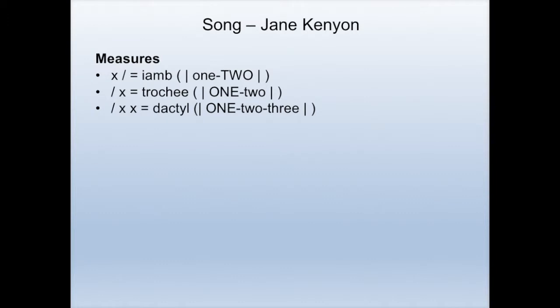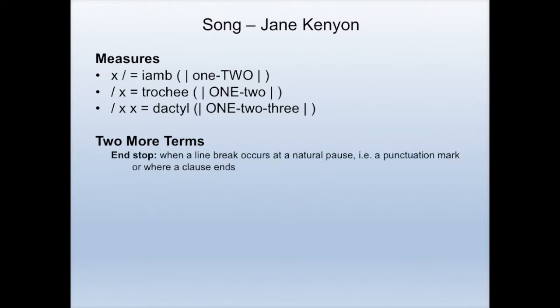And a waltz-like beat that has a stressed followed by 2 unstressed syllables is called a dactyl. So you would see 1-2-3, 1-2-3. Okay, there's 2 more terms that we need to know too in order to analyze this poem correctly.